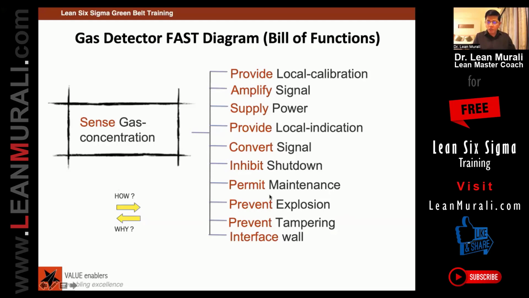For example, all this answers the question why. Because it is to sense the gas concentration. And how the gas concentration is sensed is by all this. I don't expect everyone to understand this, but for those who have, the bill of functions is also generally not taught in FMEA. Okay, this is called bill of functions.